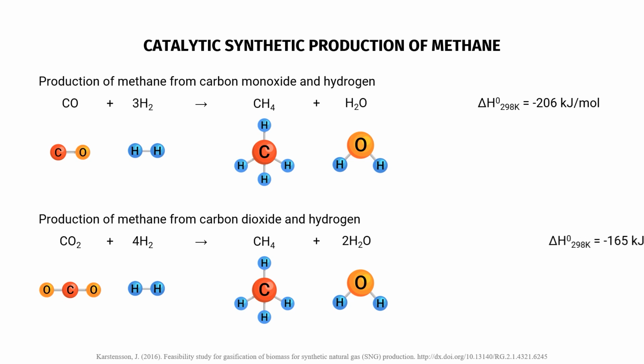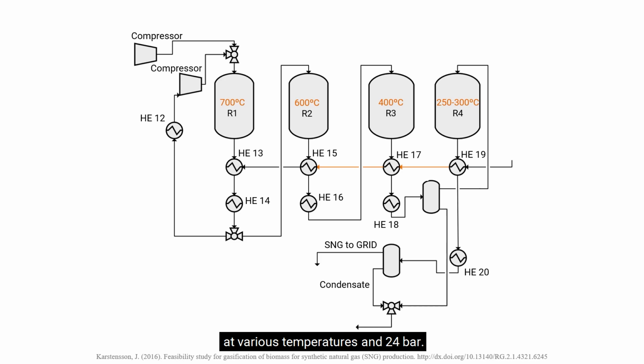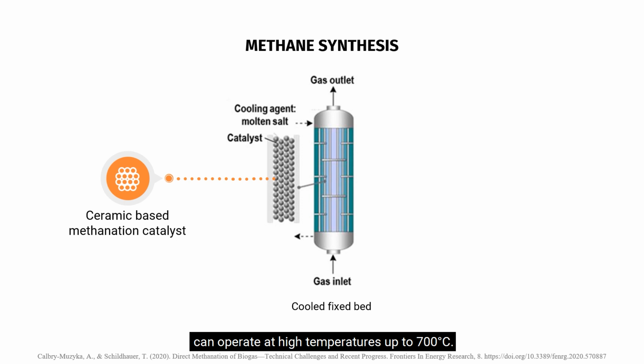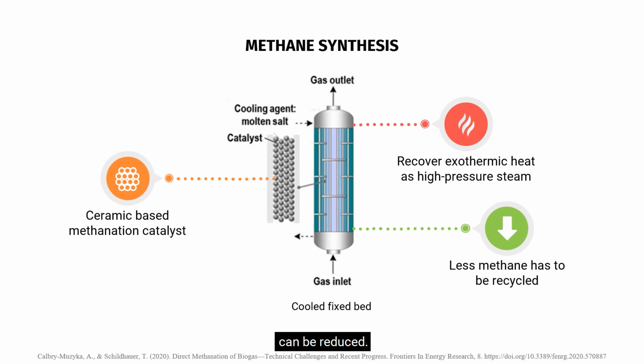In the methanation step, TREMP, which is based on fixed bed technology, is used. Four adiabatic reactors with recycling and intermediate cooling are involved at various temperatures and 24 bars. The ceramic-based methanation catalyst in TREMP can operate at high temperatures up to 700 degrees Celsius. Thus, the exothermic heat can be recovered as high-pressure steam and the amount of methane that has to be recycled can be reduced. The gas mixture is then upgraded to meet the requirements before it enters the gas grid.